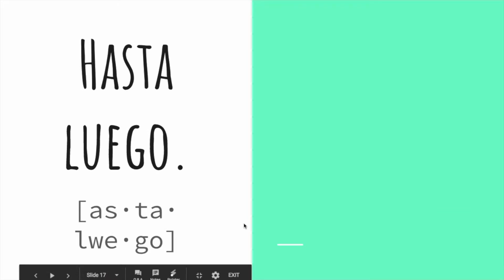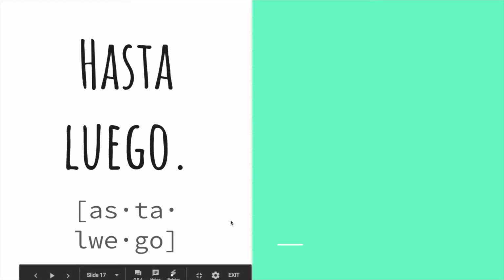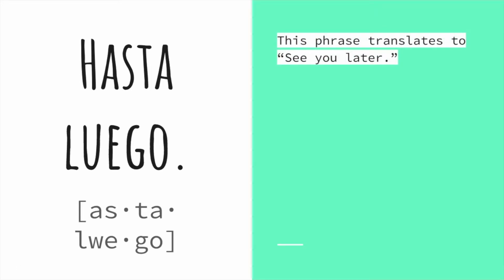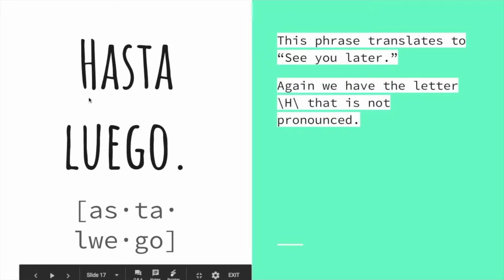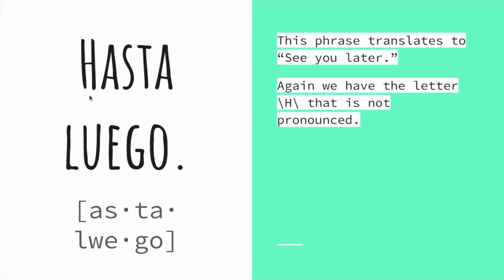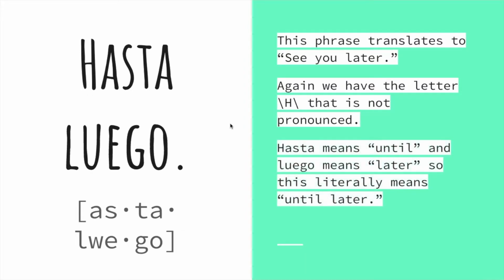And then here, if you want to tell someone that you'll see them later, the first phrase that we have is hasta luego. Repitan, hasta luego. So this translates to see you later. And once again, we have the letter H here that is not pronounced. You don't say hasta, it's just hasta. And the word hasta means until, and then the word luego means later. So this literally translates into until later.